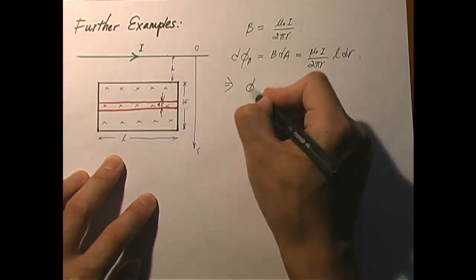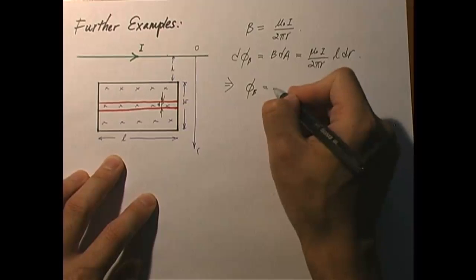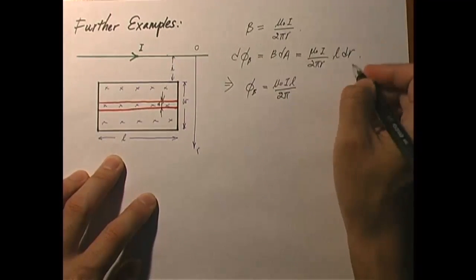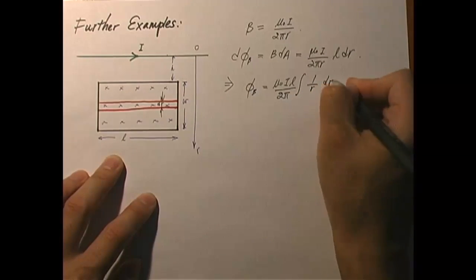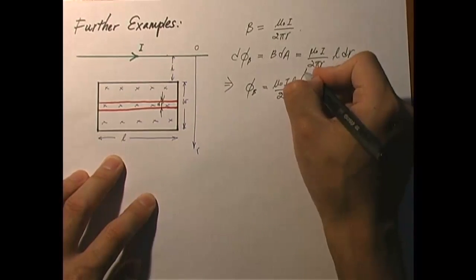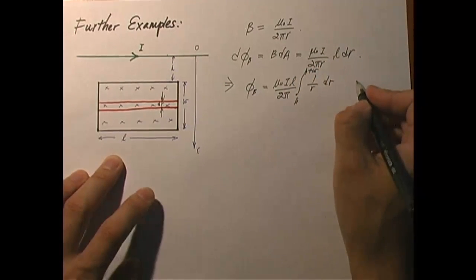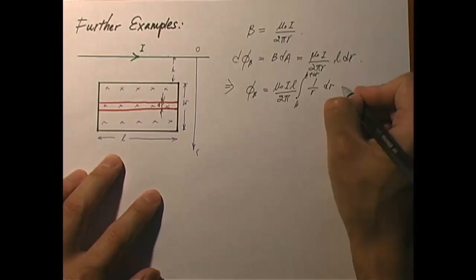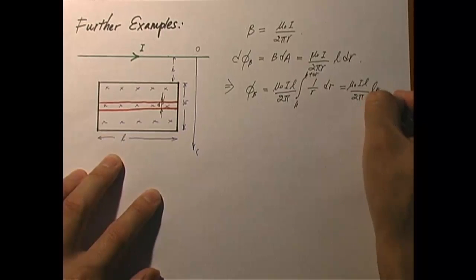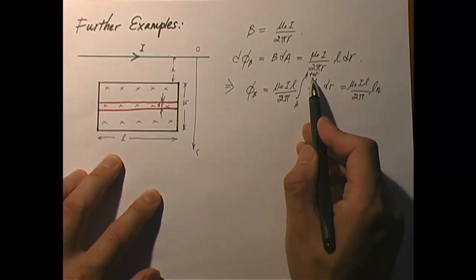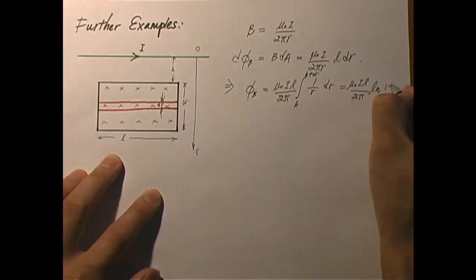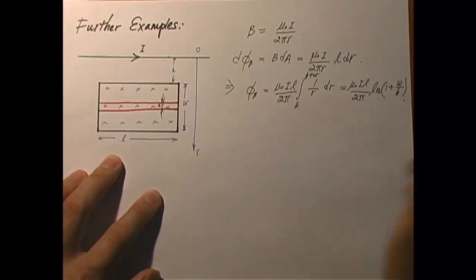So therefore the entire flux of this. Let's take the constants out. You got mu naught I L over 2 pi. And then the only thing left is 1 over R dr, which we integrate from h to what? h plus W. So it's h to h plus W. And this of course is a natural log function. If you work it out, it is mu naught I L over 2 pi, and the natural log of upper limit divided by lower limit. The upper limit is h plus W, the lower limit is h, so that's 1 plus W over h. That is phi B.